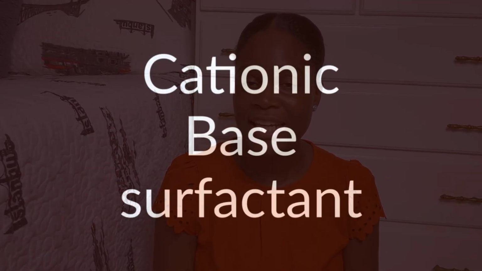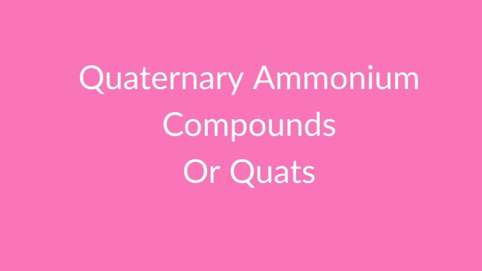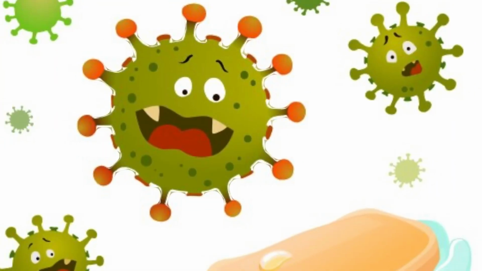In the cationic category of surfactants, we have what is called quaternary ammonium compounds, or quats. These quaternary ammonium compounds contain antibacterial effects. So you'll find that if you're buying a shampoo that is geared towards eliminating bacteria, then it is going to contain an ingredient from the cationic category, which is going to be some form of quat.